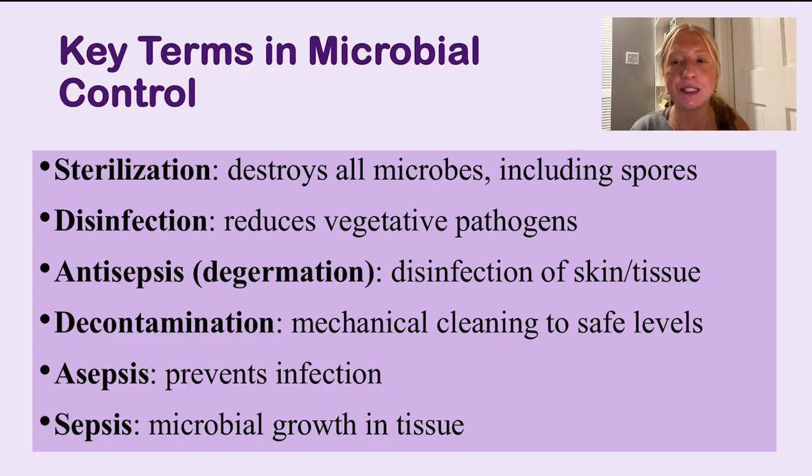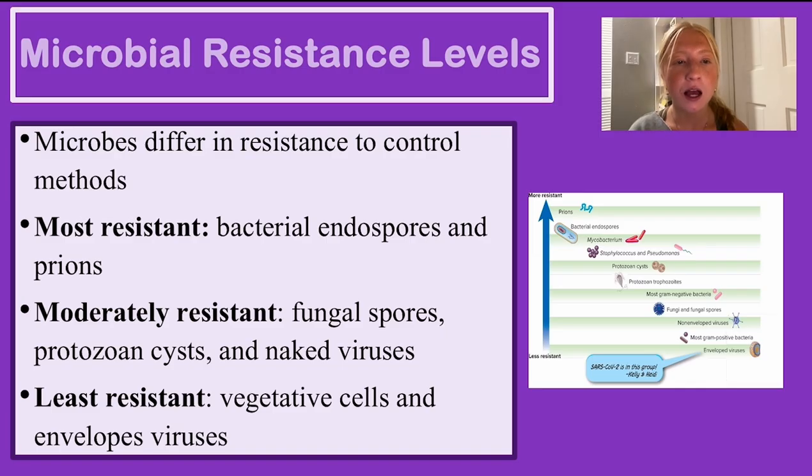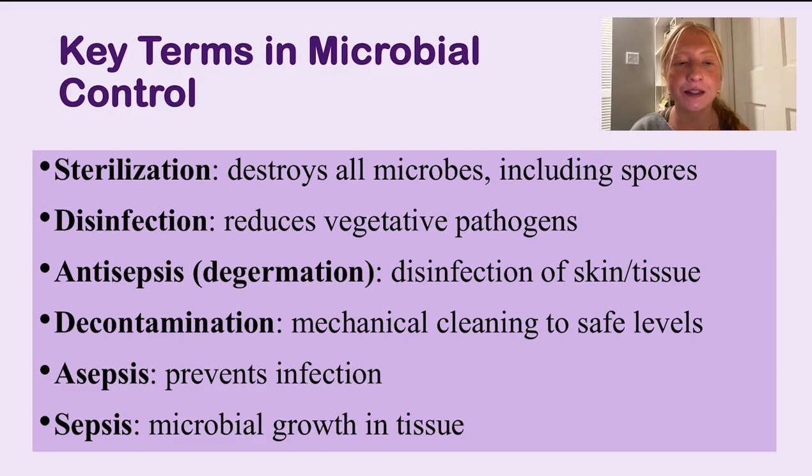And antisepsis uses mild chemicals, like alcohol or iodine, on living tissue to help prevent infection. And then decontamination or sanitization uses soaps and detergents, which physically remove microbes, dirt, and debris. Sepsis means microbial growth in tissue, and asepsis is the practice of preventing infection and contamination. I like to think of asepsis like a doctor washing their hands, so they're just preventing contamination.